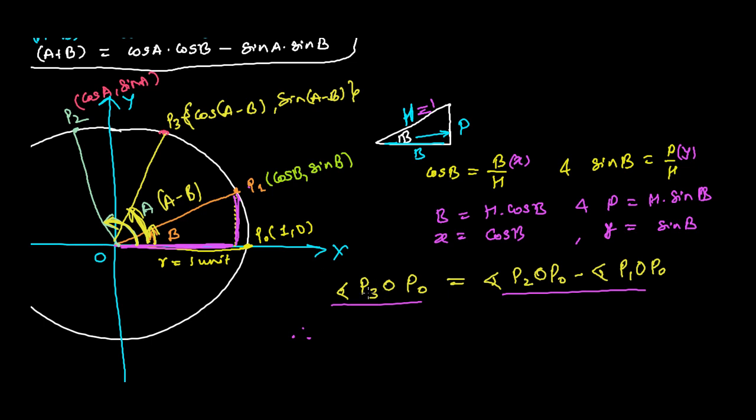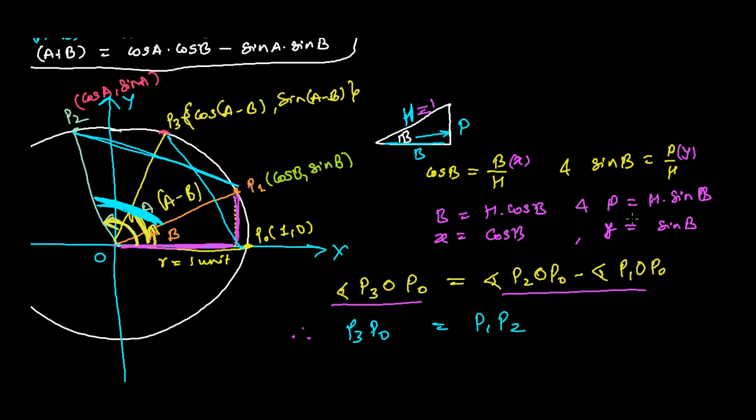So the corresponding chord for P3 P0 is this chord. Let's say this is P3 P0, and the difference of this angle is actually this one. This complete angle minus this much is A minus B. This is also A minus B, so the representing chord is this P1 P2.